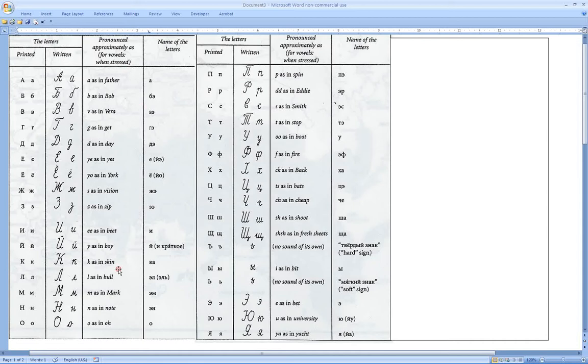Here we have another column that gives us the pronounced value of that letter. I don't really agree with all of these pronunciation values, and we'll discuss them as we go through each individual letter. And finally, we have here the last row, which is the name of the letter. Let me say first off, let me throw out a concept here.